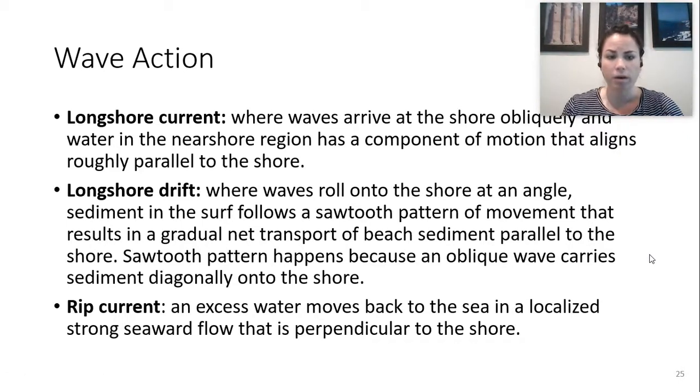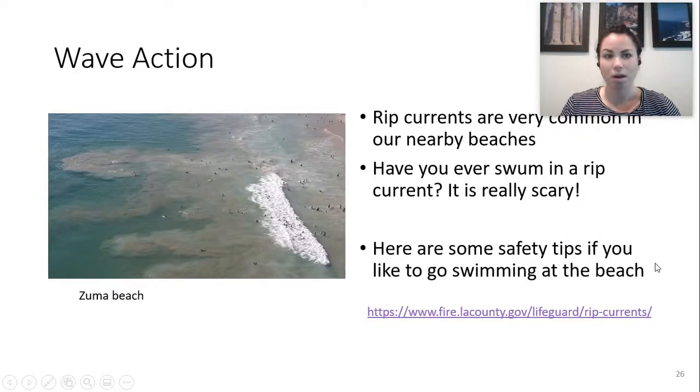And then we also have a rip current. This is where we have excess water that moves back to the sea in a localized strong seaward flow that's perpendicular to the shore. So maybe you've experienced some of these things here in Southern California. The longshore current and longshore drift is a reason why the area Mondos is really popular for surfing, because we have those waves that arrive obliquely to the water. And you might have also experienced rip currents, because they're also very common here.